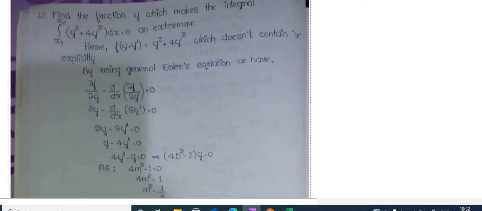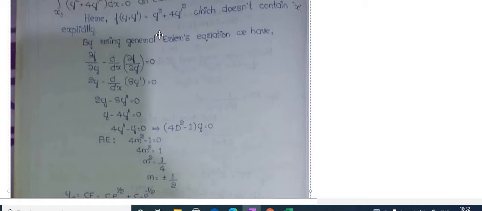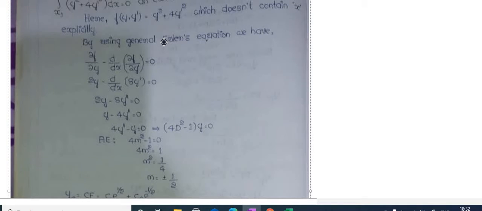So by using the general Euler's equation we have, so here you can use a special case also. If you want you can use it, otherwise you can go through the general Euler's equation: dou f by dou y minus d by dx of dou f by dou y dash equal to 0. So observe here the function is y square plus 4 into y dash square.